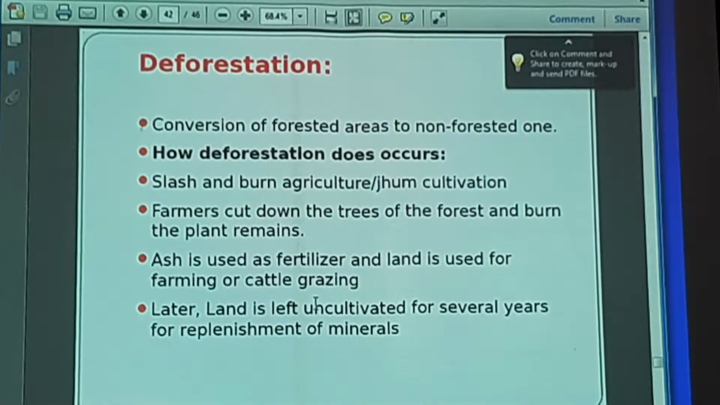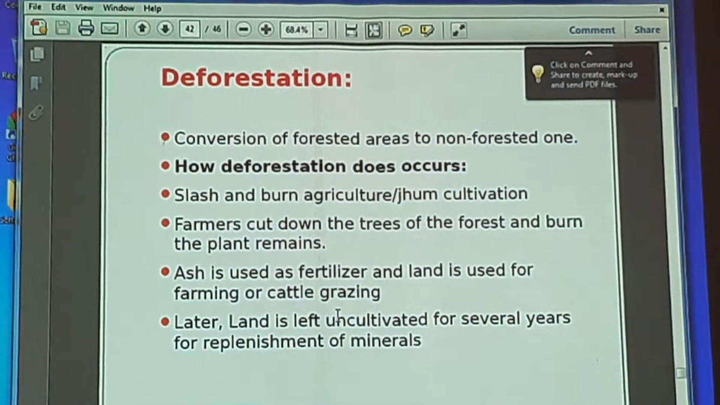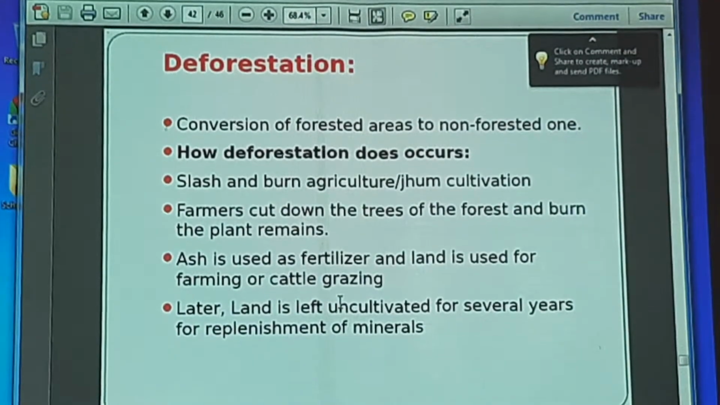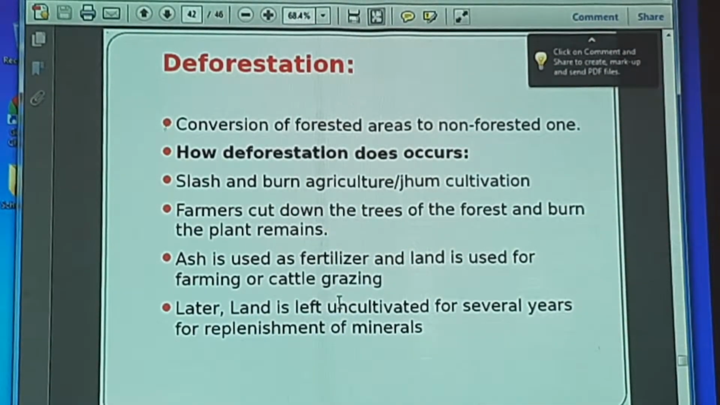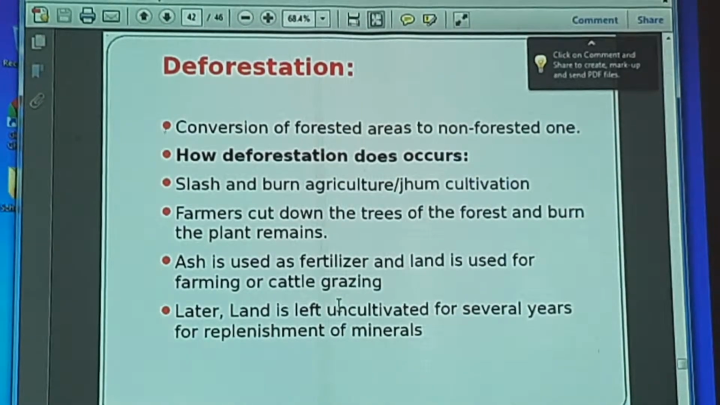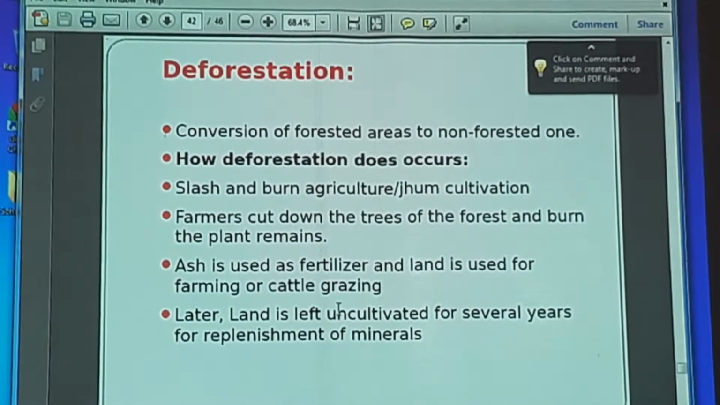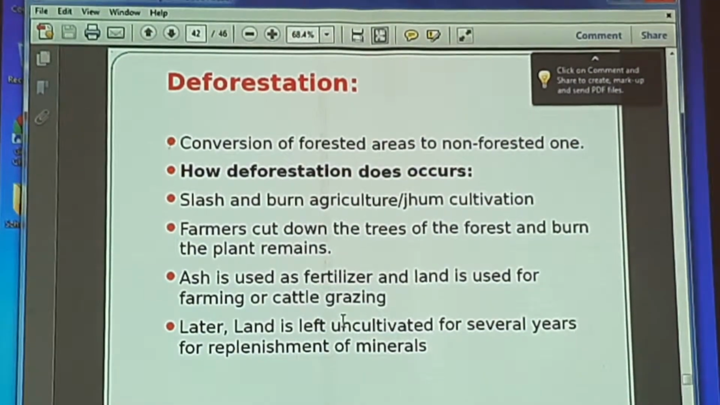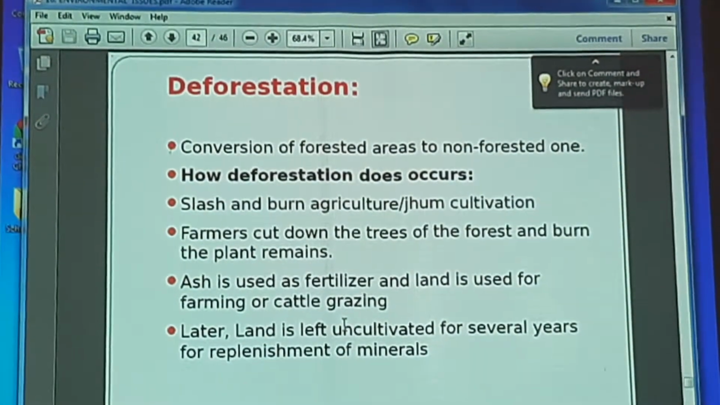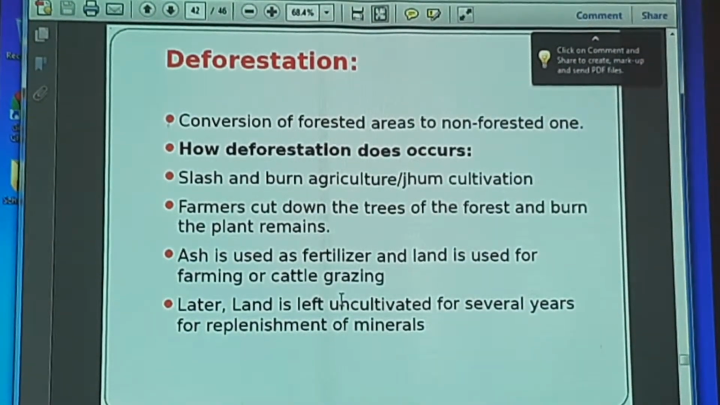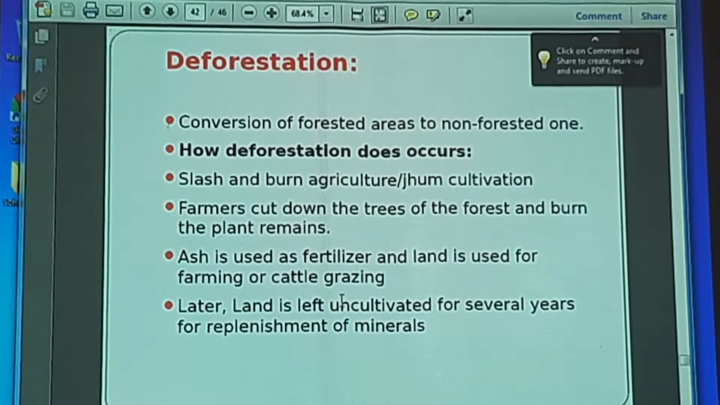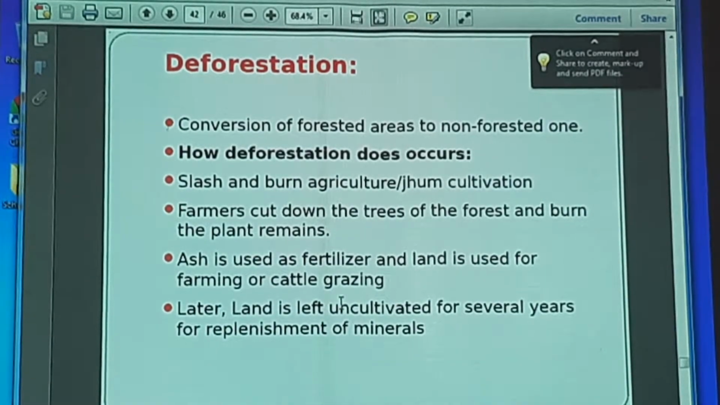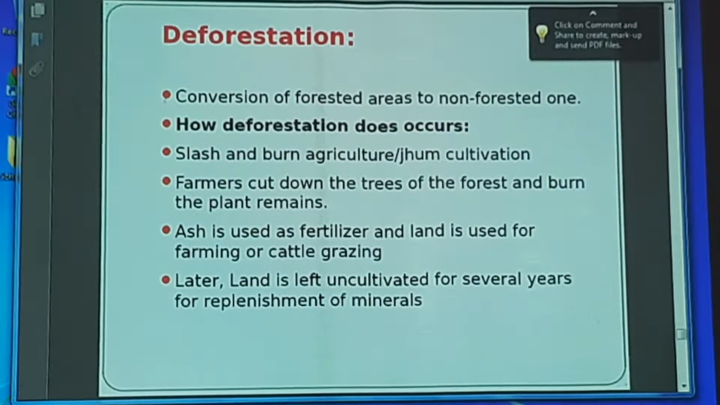How do they deforest? You might have seen in many places they burn the plants: slash and burn. They use a knife to cut the vegetation, slash and burn agriculture. Especially in jhum cultivation, the farmers do that. They clear the forest by slashing all the trees and burning the leftover remnants so that they can use it as an agricultural field. Ash is used as fertilizer and the land is used for farming or cattle grazing.